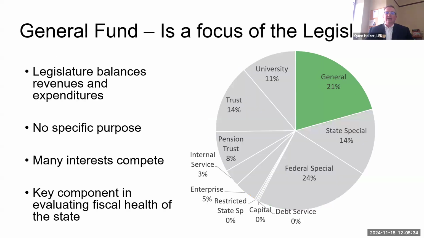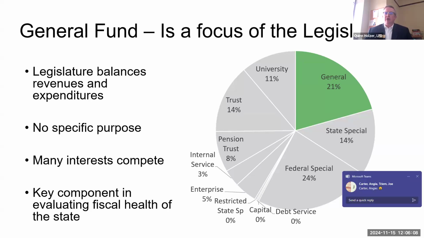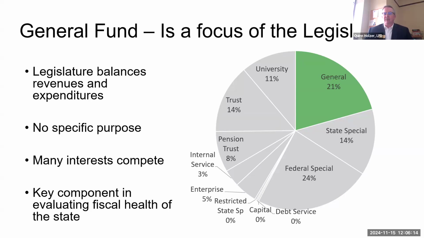Now, the reality is general fund ends up being the focus of the legislature, and there's a variety of reasons for that as well. First off, that is where the legislature balances revenues and expenditures. And so if anything is going to be done on the revenue side, adjusting tax rates, those kinds of things, then that has to be taken into consideration on the expenditure side as well. General fund is a general source of revenue with no specific purpose. And so there's a lot of competing interests for that funding. And so, when things are proposed, they are competing with other big ideas or existing programs in order to get funding out of the general fund.